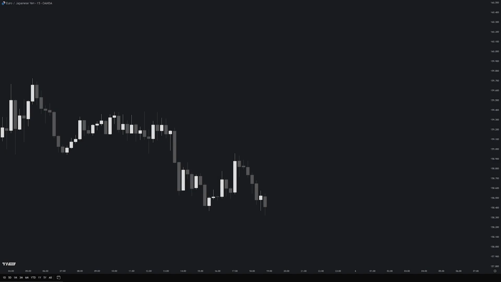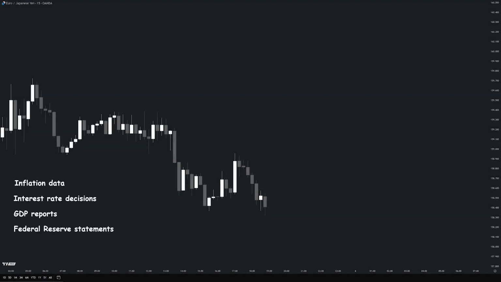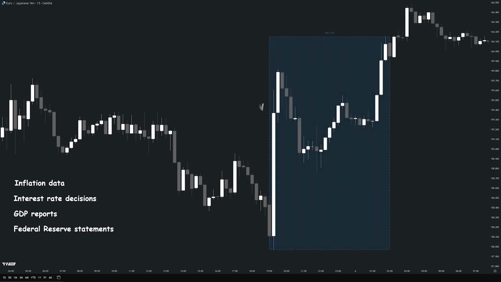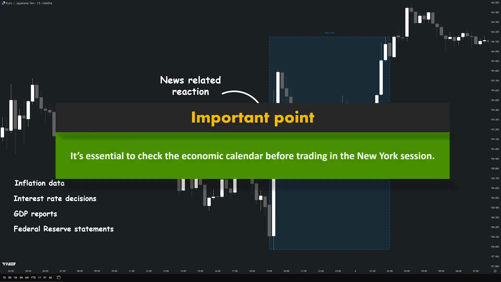A crucial factor to consider in the New York session is the impact of economic news releases. Major U.S. reports, such as the inflation data, interest rate decisions, GDP reports, and Federal Reserve statements, are often released during or just before the session opens. These news events can cause sudden spikes in volatility, driving the market up or down regardless of technical analysis. This is why it's essential to check the economic calendar before trading in the New York session.